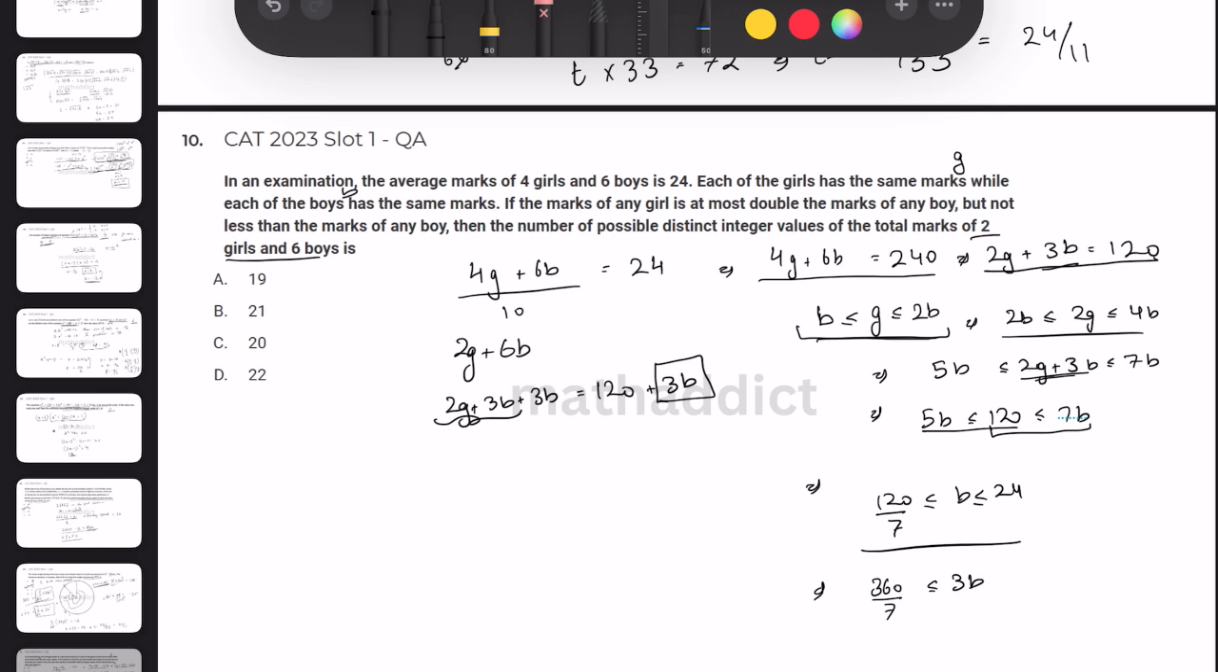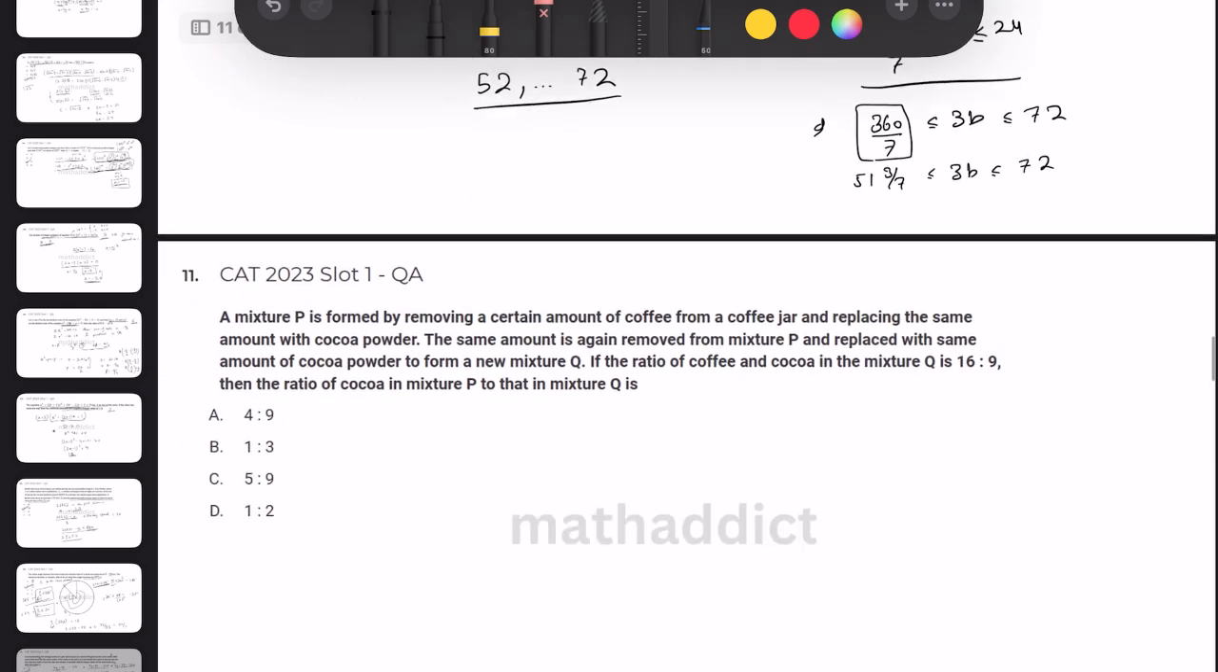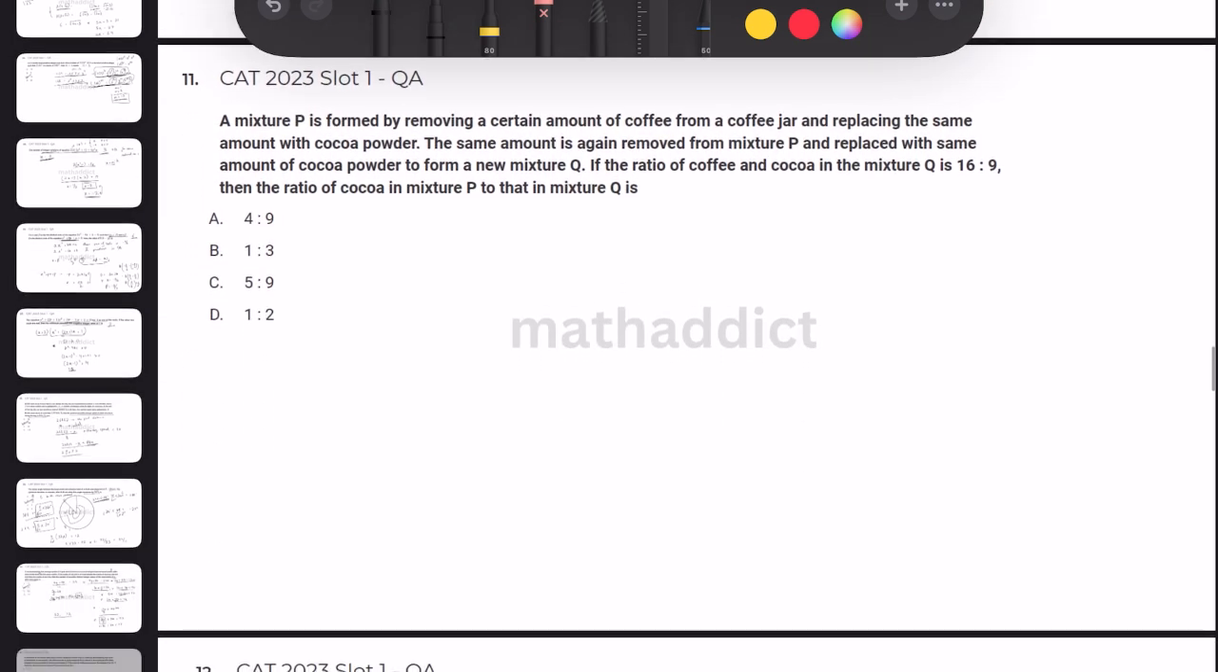This is 51 3 by 7. So that gives us the distinct possible integer values of 3B are integers from 52 to 72. So these are 21 integers. So the answer should be B. Okay, moving on.